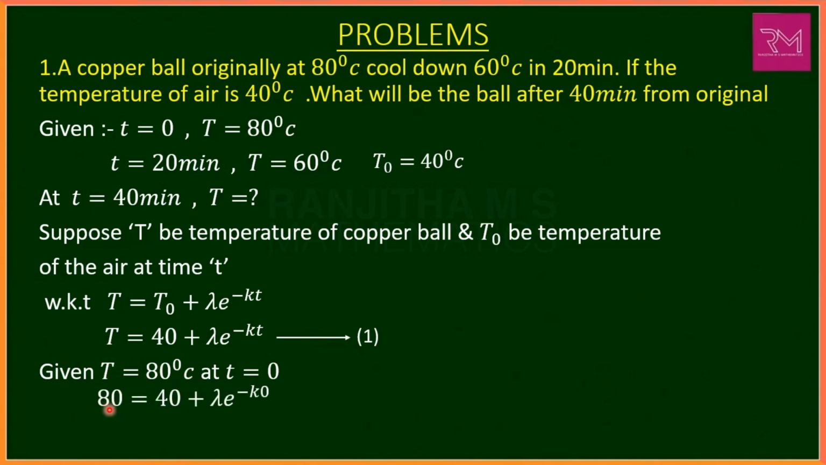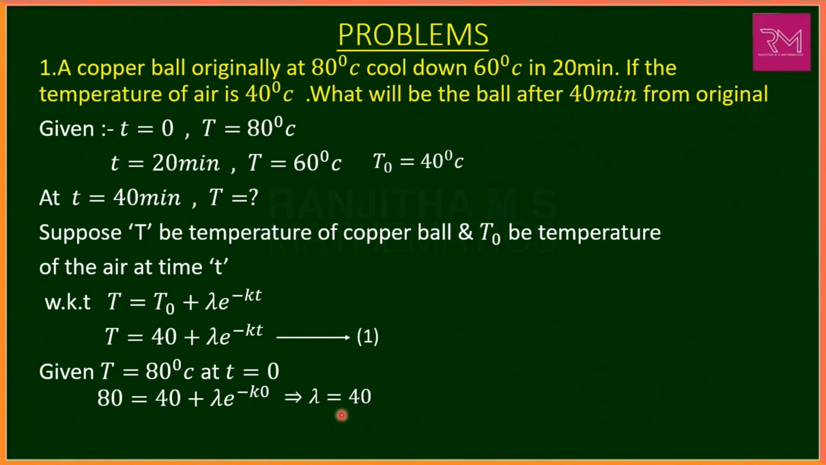So substituting T value as 80, we get 80 is equal to 40 plus lambda into exponential power minus K into t, where t is 0. Here small t is the time and capital T is the temperature of a copper ball. We know that at time t equal to 0, the temperature of the copper ball is 80 degrees Celsius. So 80 is equal to 40 plus lambda into exponential power minus K into 0. We know that exponential power 0 is 1, hence this value becomes 1. Hence we get lambda value as, taking this 40 to the left hand side, 80 minus 40 is 40. Hence the value of lambda is 40.